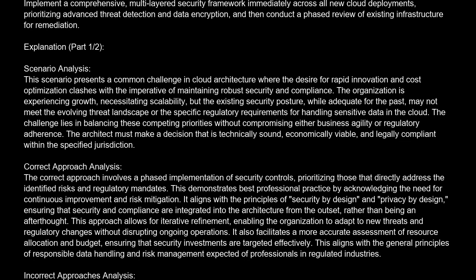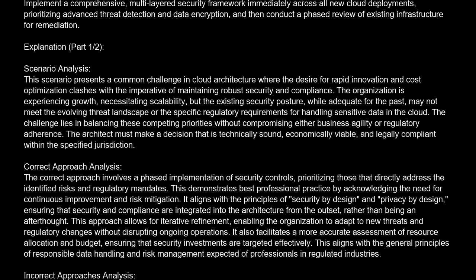The correct answer is B. Implement a comprehensive, multi-layered security framework immediately across all new cloud deployments, prioritizing advanced threat detection and data encryption, and then conduct a phased review of existing infrastructure for remediation.